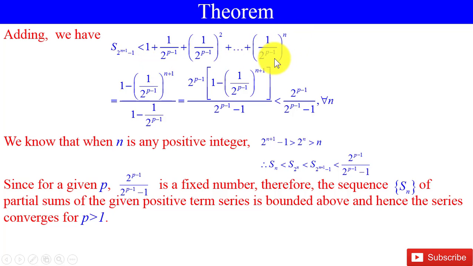This is a geometric series with common ratio 1 by 2 raised to the power p minus 1. So this quantity is equal to (1 minus (1 by 2 raised to the power p minus 1) whole raised to the power n plus 1) by (1 minus 1 by 2 raised to the power p minus 1). After simplification we get S of 2 raised to the power n plus 1 minus 1 is less than 2 raised to the power p minus 1 by (2 raised to the power p minus 1 minus 1) for all n.